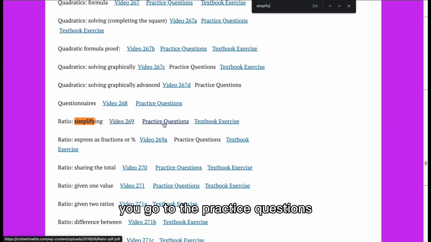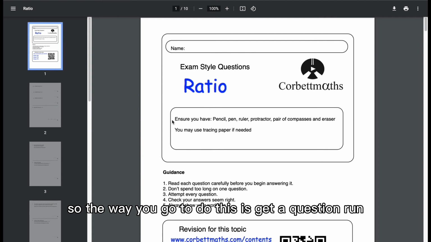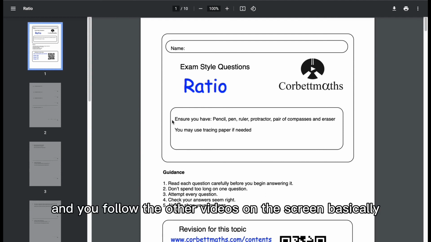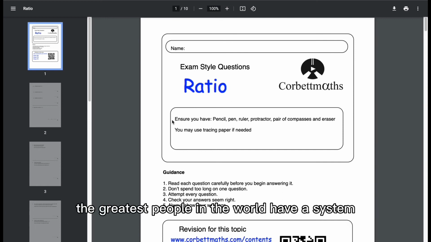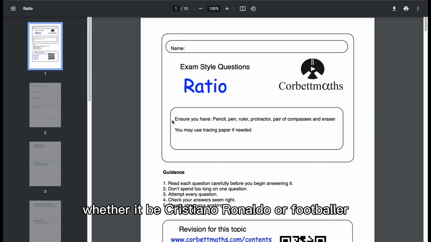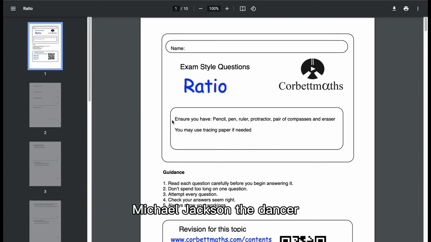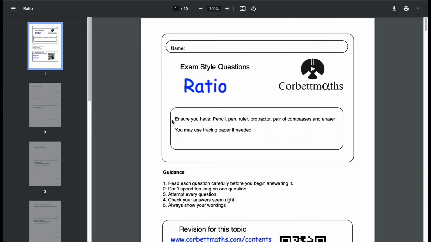You go to the practice questions. And this is basically what you have to do. So the way you go to do this, you get a question wrong, and you follow the other videos on the screen, basically. You literally have to follow this as a system. The greatest people in the world have a system of the way they do things, to learn, to keep improving themselves, to keep succeeding. Whether it be Cristiano Ronaldo, a footballer, whether it be Michael Jackson, the dancer, they all want to improve, keep improving. Understand? It's the same thing for GCSE Maths.